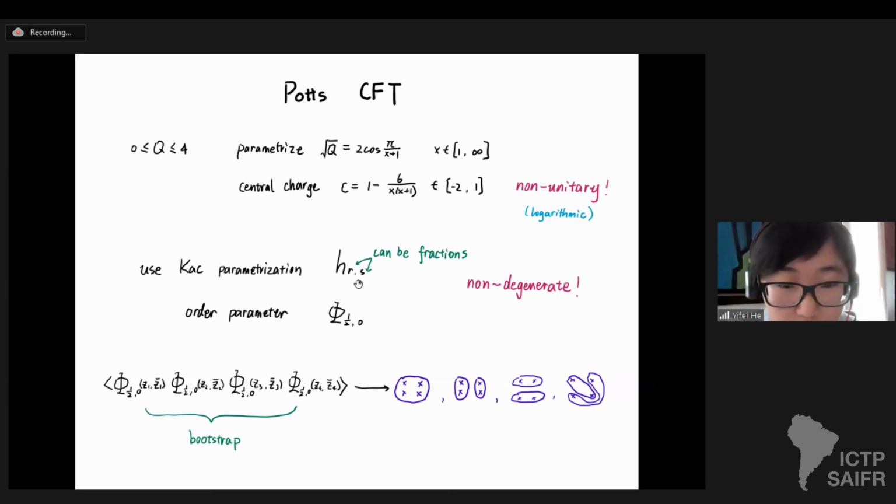And in this notation, the order parameter, which is the spin operator, takes these indices 1/2 and 0. And we will focus on the 4-point function of this spin operator when we're going to use bootstrap to determine it. And this 4-point function decomposes exactly in terms of these four probability quantities that we just talked about.